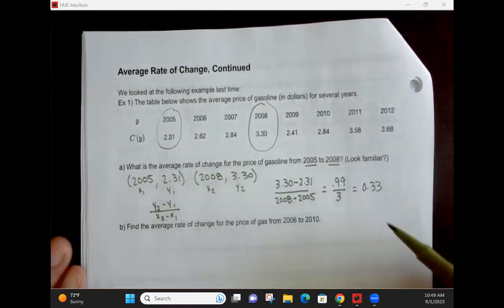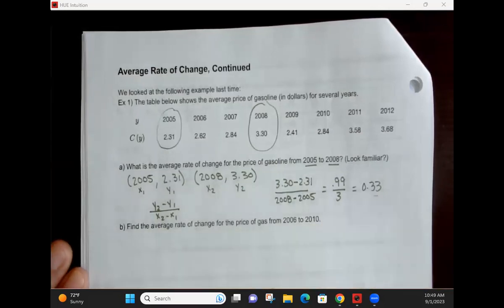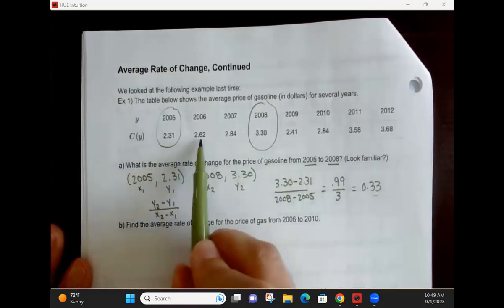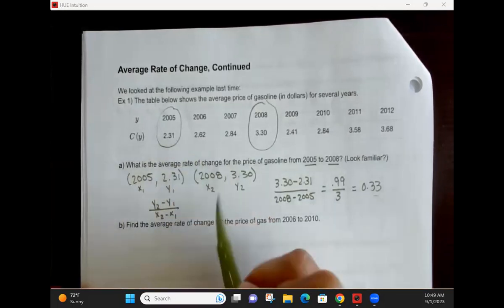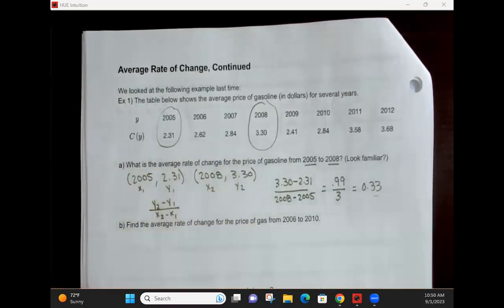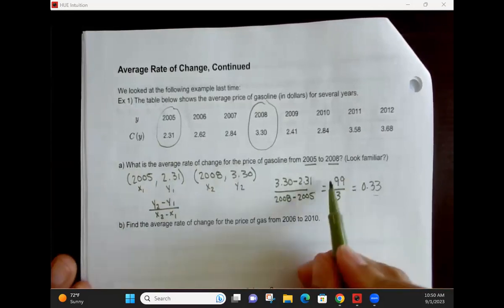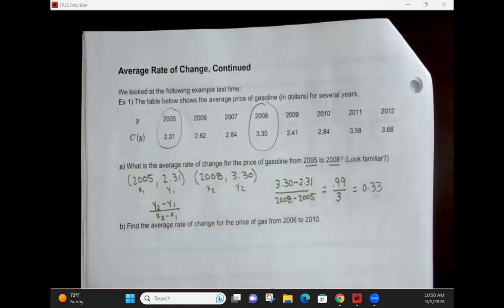And so then we talked about what does this mean in the context of my problem. So what this is telling me is that on average, the price of gas rose or increased, since this is a positive value, that means it went up, increased by an average of 33 cents per year from 2005 to 2008. And then we talked yesterday about how it's never for these periods exactly 33 cents. This one's pretty close at 31 cents. This one's a little less. This one's a little more. The average is 33 cents. So we have the difference between those years over that time frame divided by the amount of years that we had that gave us our average rate of change.